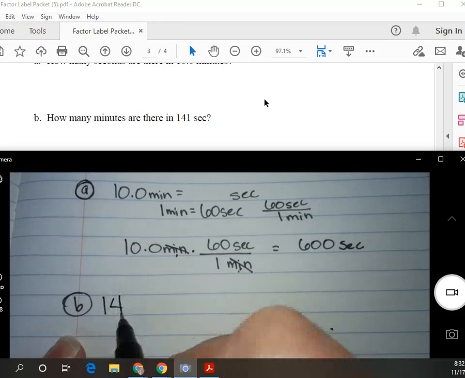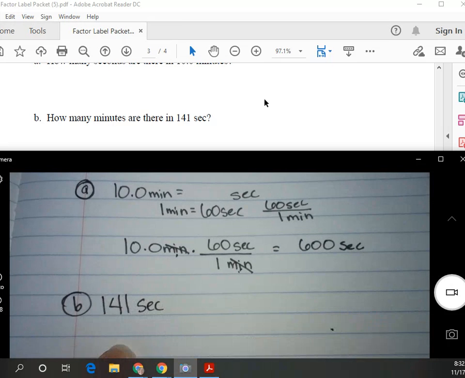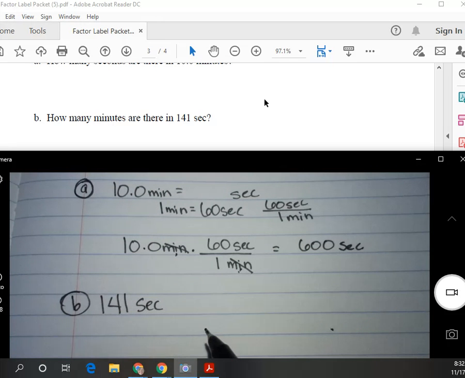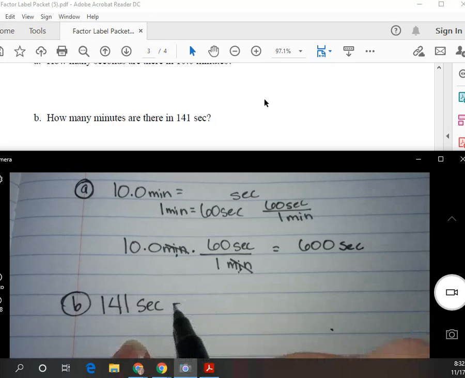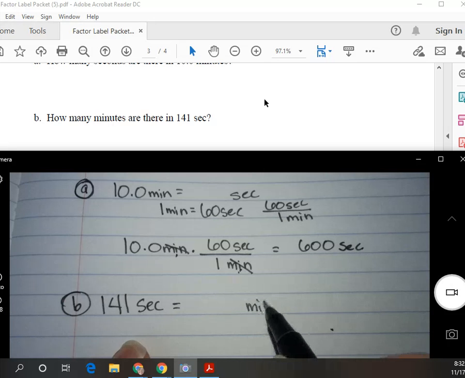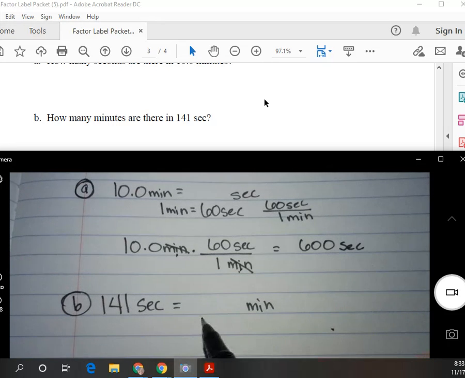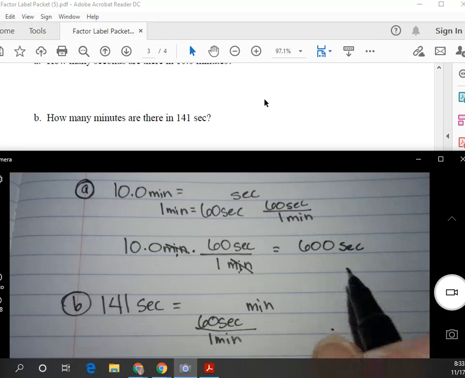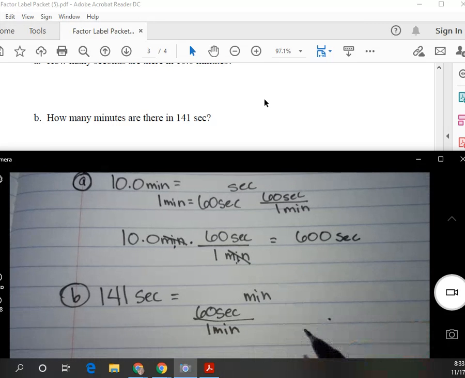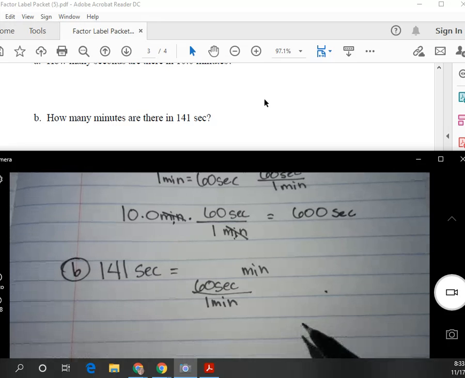We have 141 seconds. Now, somebody said, what'd you say, Chris? Okay, and how did you do that? All right. Now let's look at what that looks like, because you could do that right in your head. We're going to use the same conversion factor. And I know what you're thinking. If I can do it in my head, why do I have to do it on paper? Because you have to show your work. You've been told that since you were in like whatever grade.